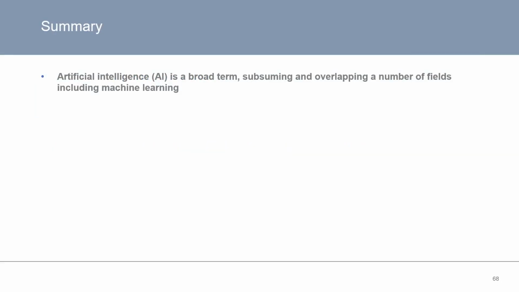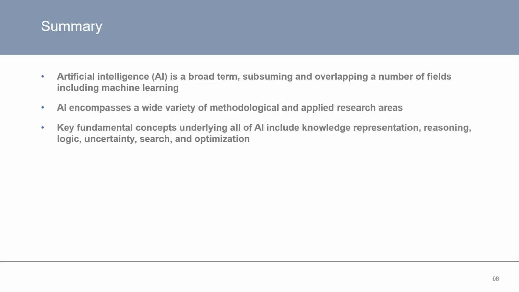To summarize this lecture, artificial intelligence is a broad term summarizing and overlapping a number of fields, including machine learning. AI encompasses a wide variety of methodological and applied research areas. Key fundamental concepts underlying all of AI include knowledge representation, reasoning, logic, uncertainty, search, and optimization.